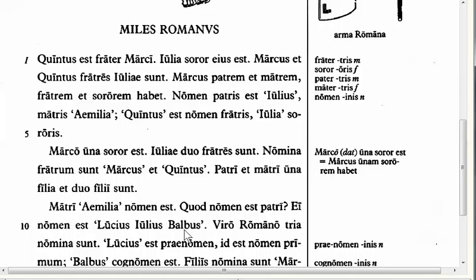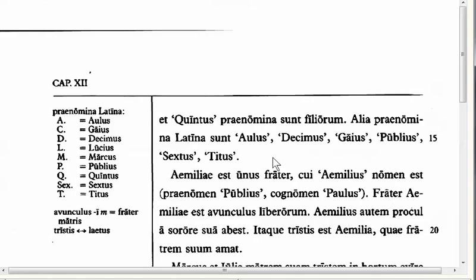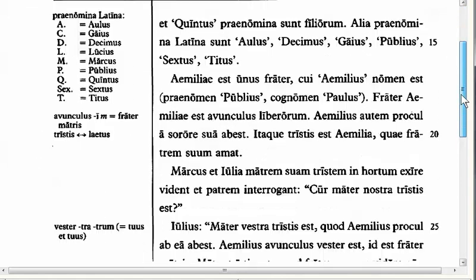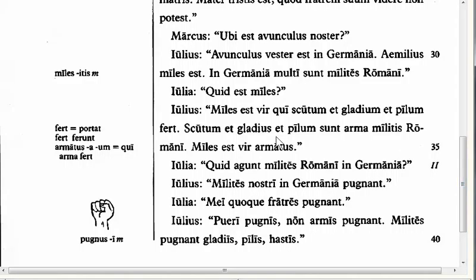So the next feature that I want to point out in the text is in line 34. And here we go. We have scutum et gladius et pilum sunt arma militis Romani. Sorry, it's in the sentence before. Miles est vir qui scutum et gladium et pilum fert. Fert means the same as portat, carries. So a soldier is a man who carries a shield and a sword and a javelin.